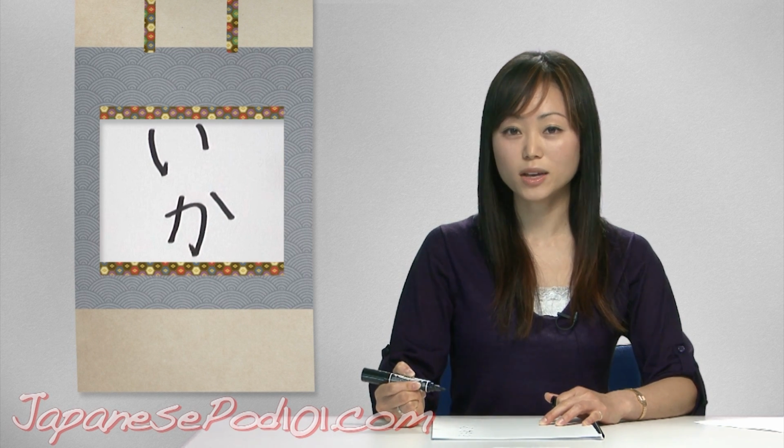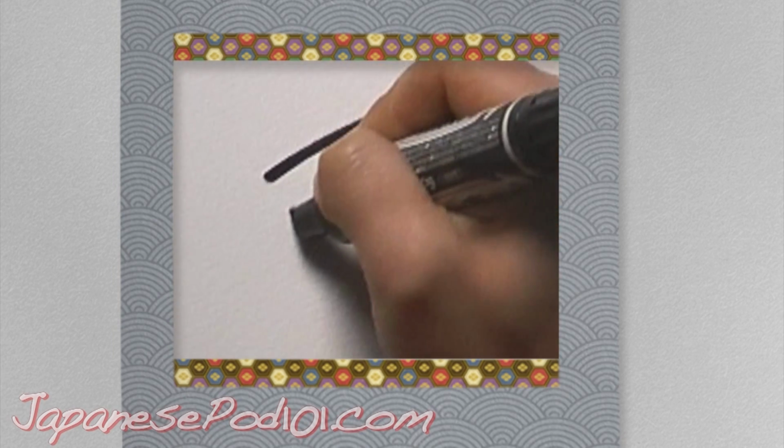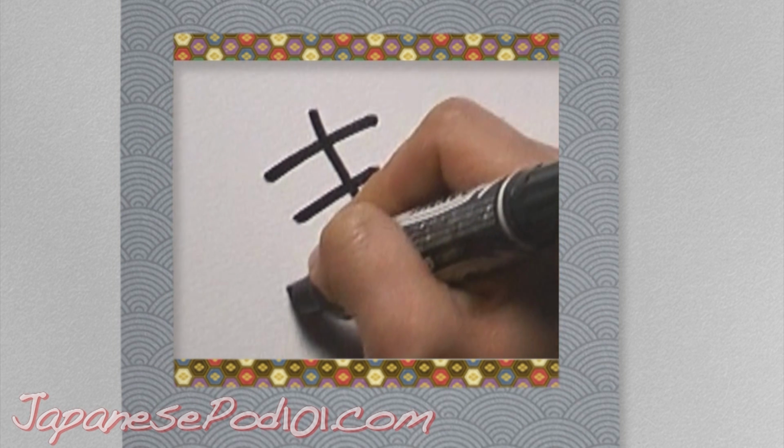Which is squid. Our next character is ki. 1, 2, 3, 4. Ki is tricky because when it is printed, the 3rd and 4th stroke are connected. When you write it, make sure that they are separate.